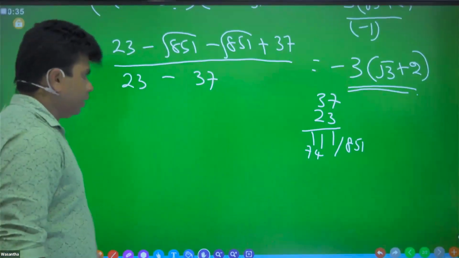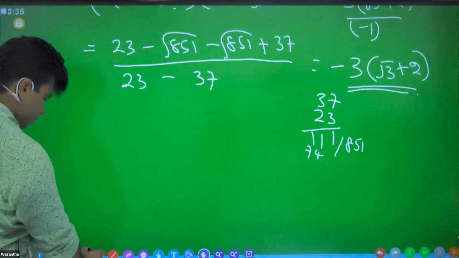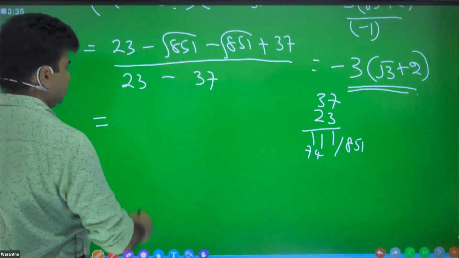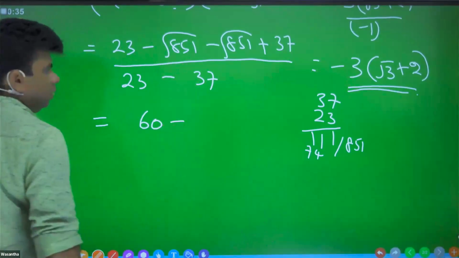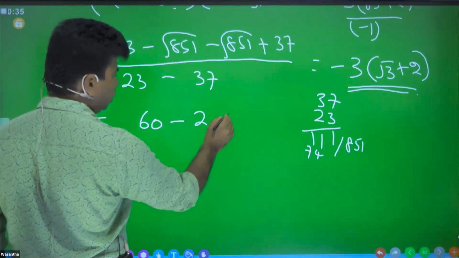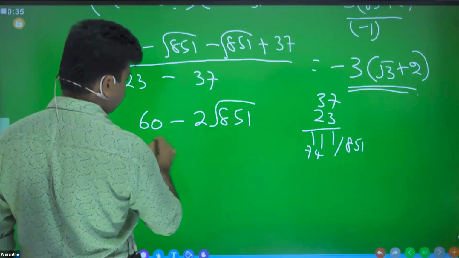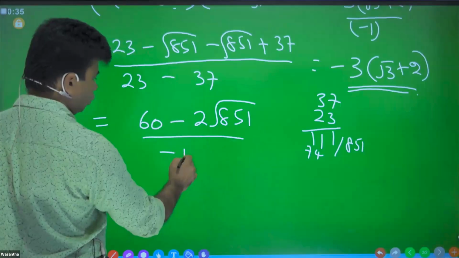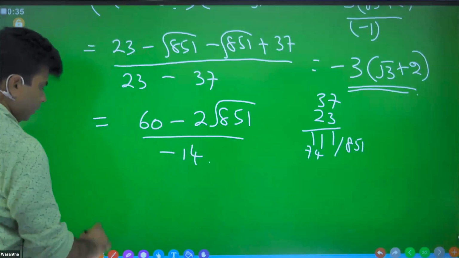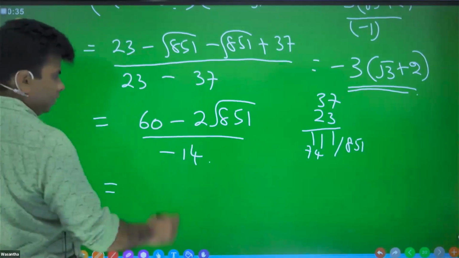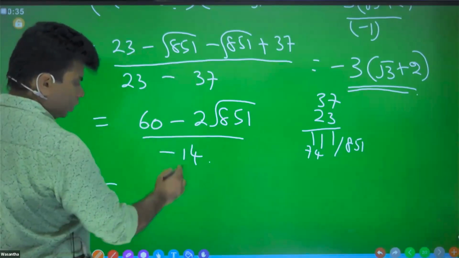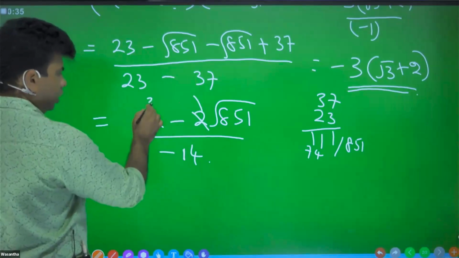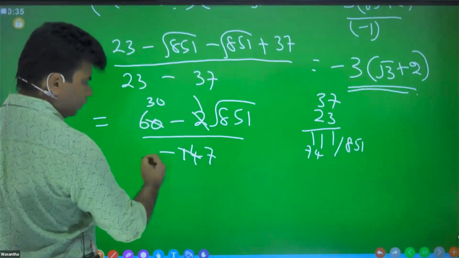Okay. Then, here, what do we do? So you can see that 23 and 37 means 60, 60 minus 2 root 851, divided by here minus 14, right? And I told another important thing. These two have a common factor 2. Now this also is a multiple of 2, right? So 2 into 1, 2 into 30, and 2 into 7, which is minus 7.